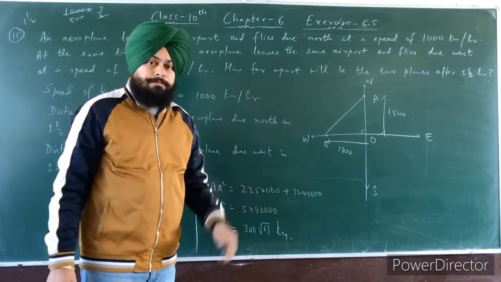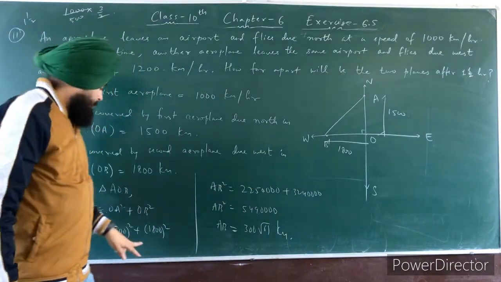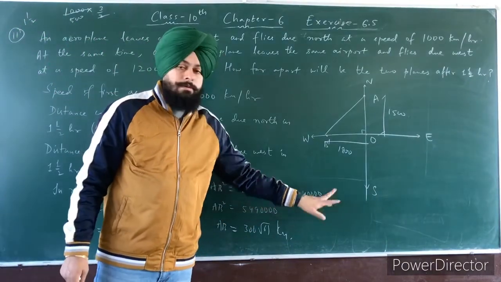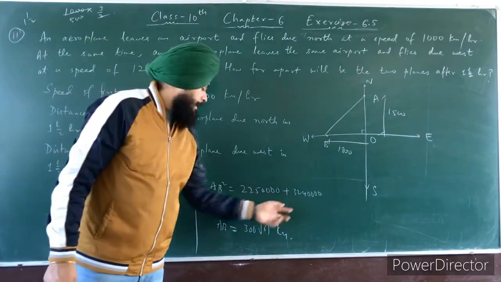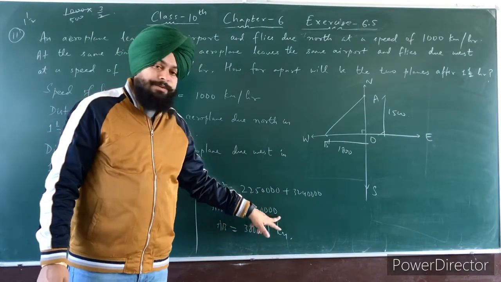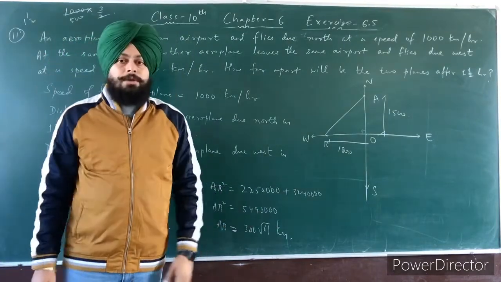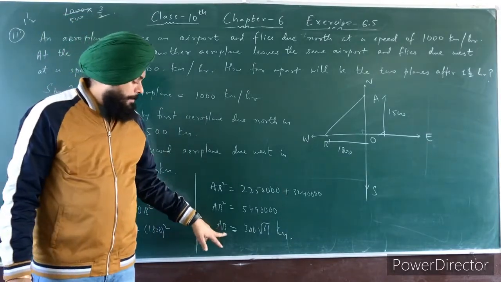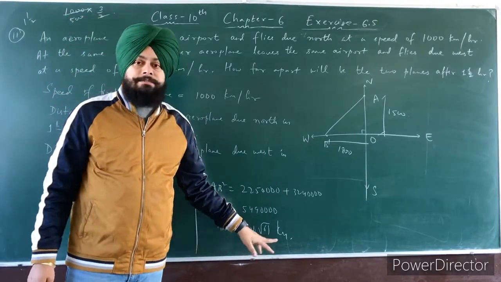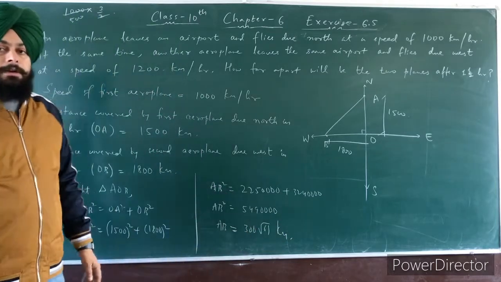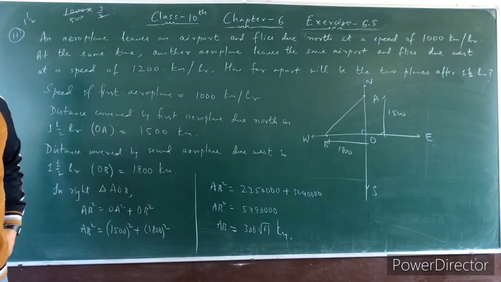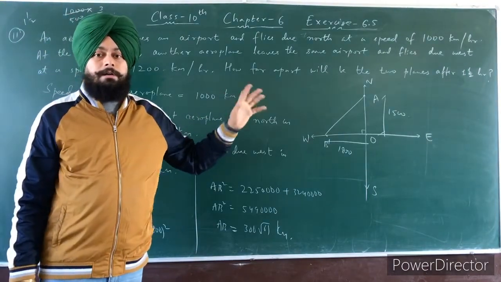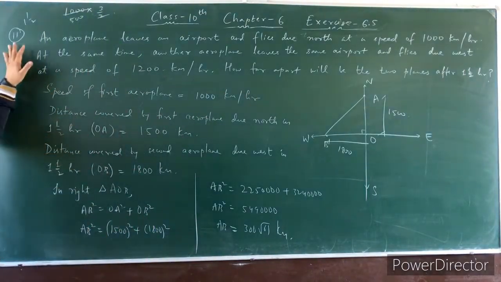And 1800 square is 3240000. So now add this, it is 5490000. Now this 549 is not a perfect square, so we have to find its prime factors. So AB is 300 under root 61 kilometer. So this is the distance between the two planes after 1.5 hours. Alright. This is your question number 11.